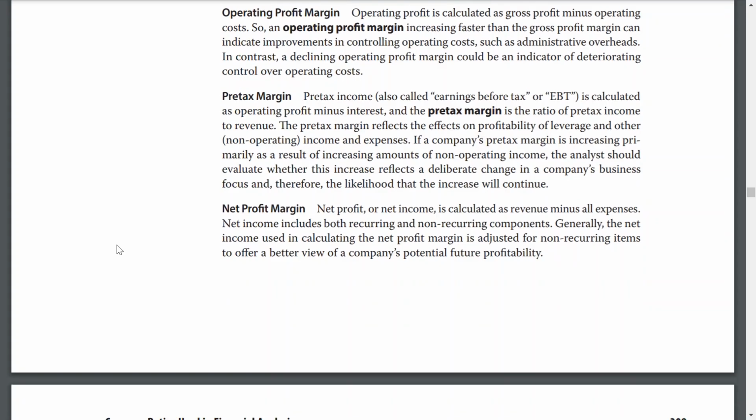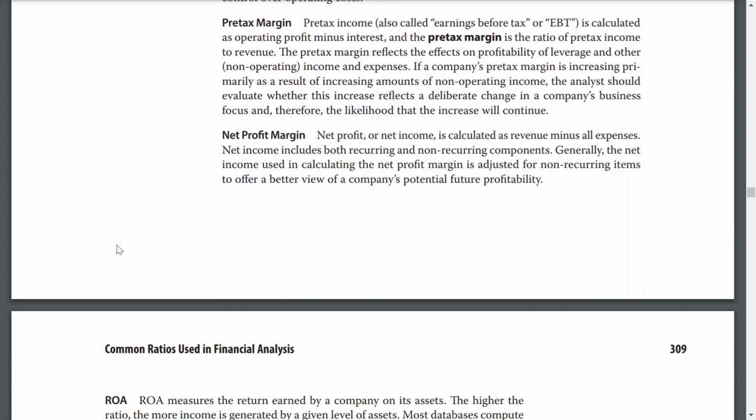Net profit margin: net income is calculated as revenue minus all expenses. Net income includes both recurring and non-recurring components. Generally, the net income used in calculating the net profit margin is adjusted to reflect non-recurring items to offer a better view of the company's potential profitability.